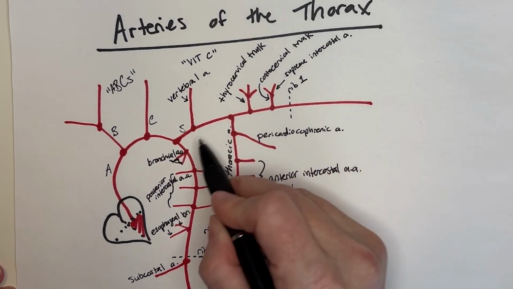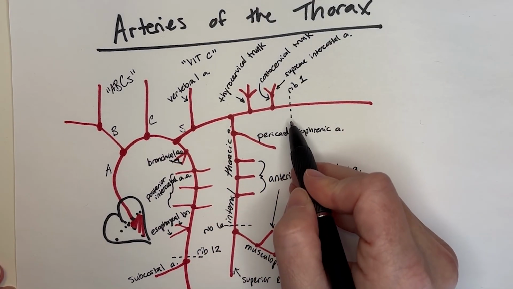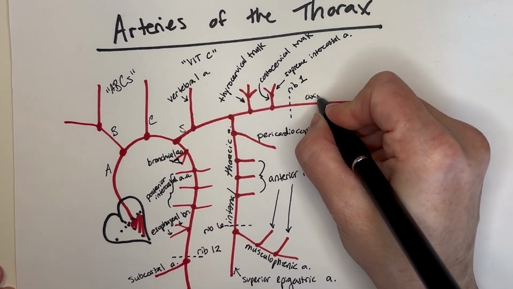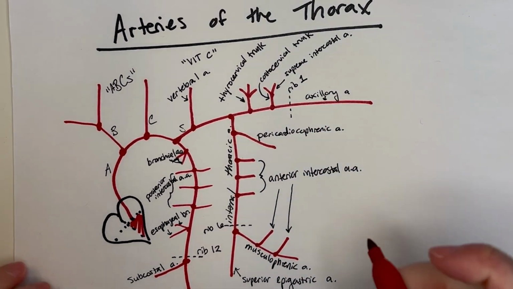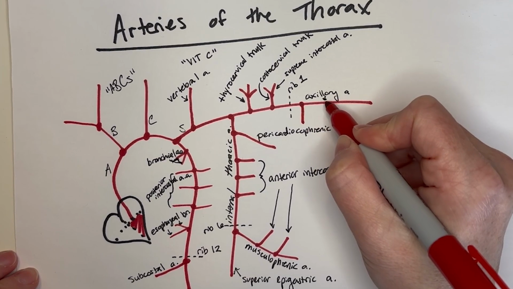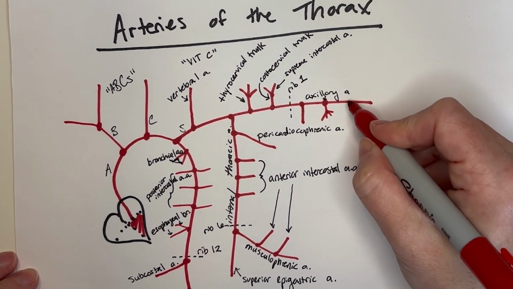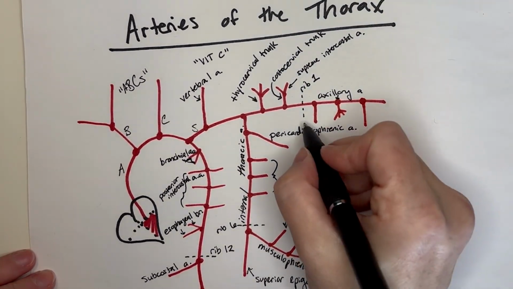The subclavian artery turns into the axillary artery once we pass rib number 1. That axillary artery mostly supplies the upper limb, but it has a couple branches that are going to also supply the thorax. So we draw 3 small branches here.